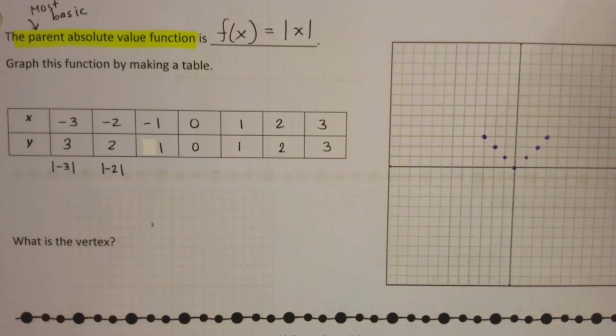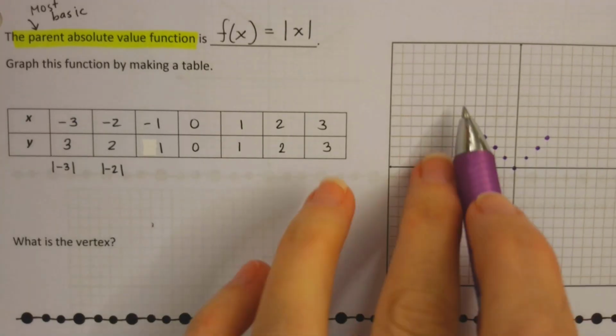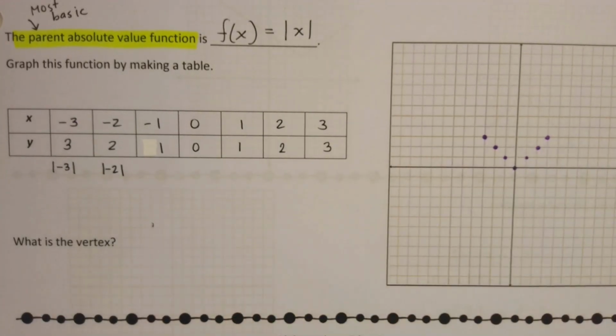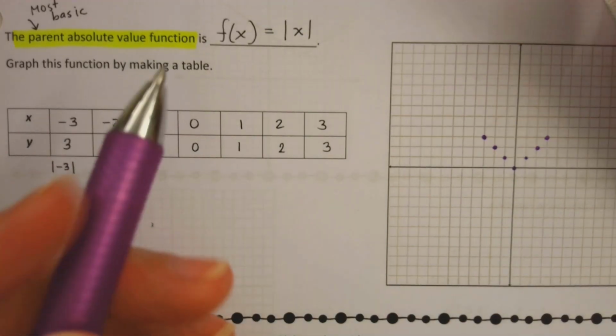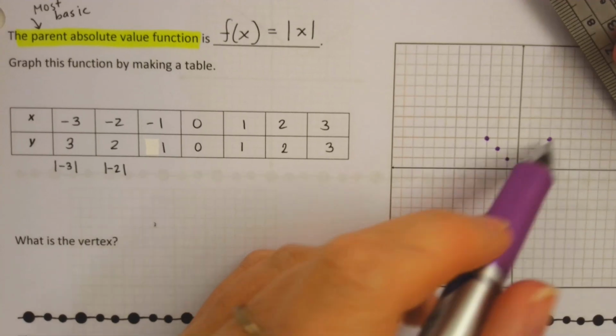So this doesn't make an X shape, this makes a V shape. This point right here at 0 is the lowest point that it's going to have. I'm going to use a ruler, but if you have your ID badge or a note card, you can use those to graph nice straight lines. Again, the lowest point that it's going to hit is 0, 0.